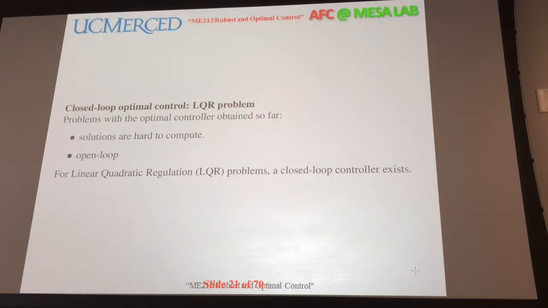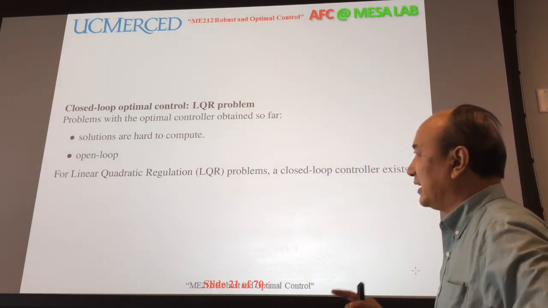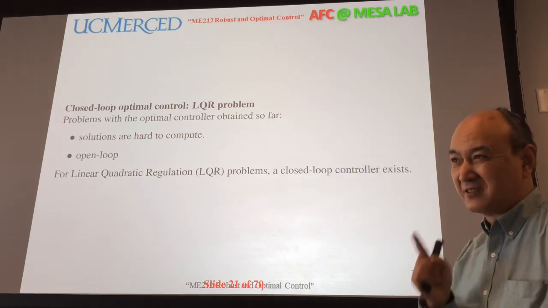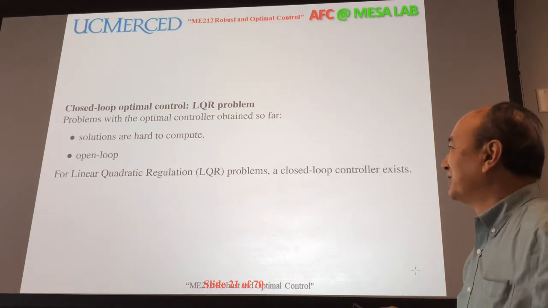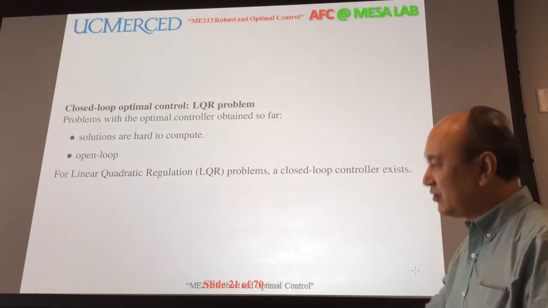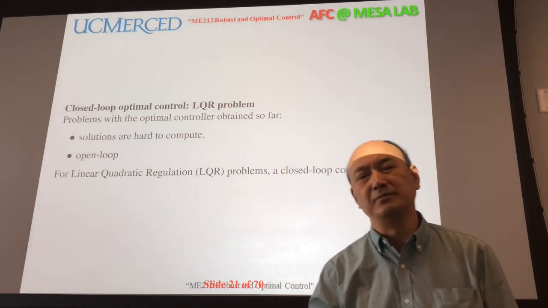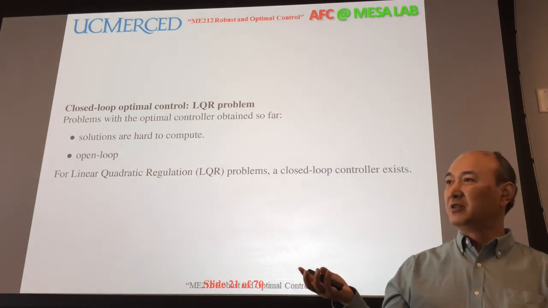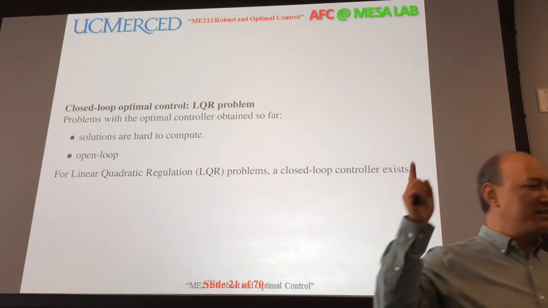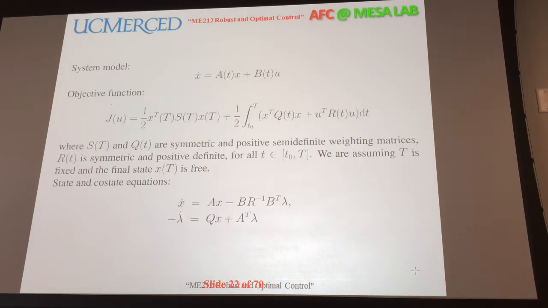Closed loop optimal control problem. So far we solved for u of t as an optimal control signal. It's not a control law. So we are going to take a look at LQR. We are trying to solve the open loop problem, optimal u of t, but we end up getting a closed loop solution. That's the beauty of LQR, okay? So let's take a look.